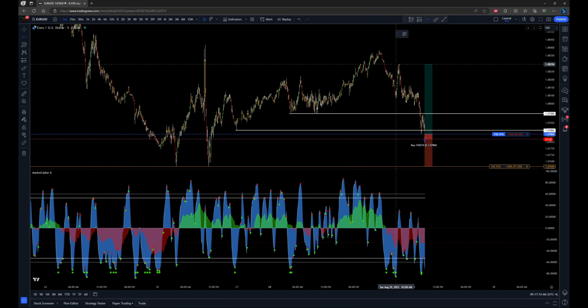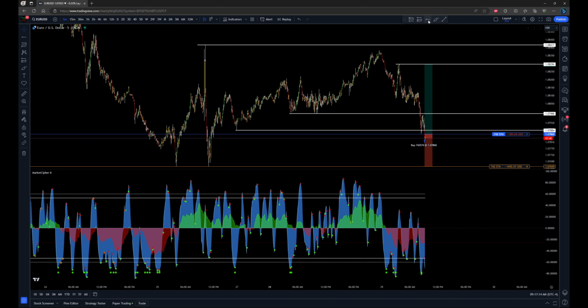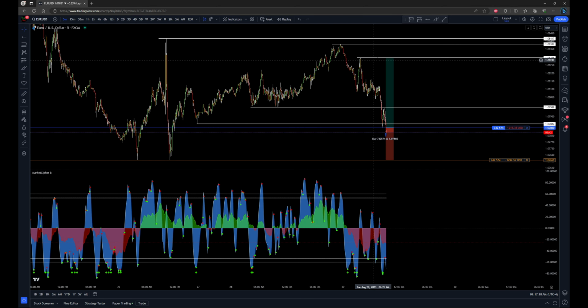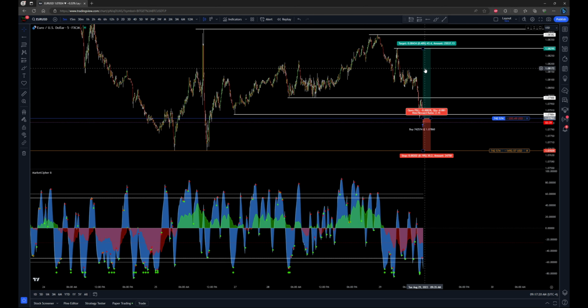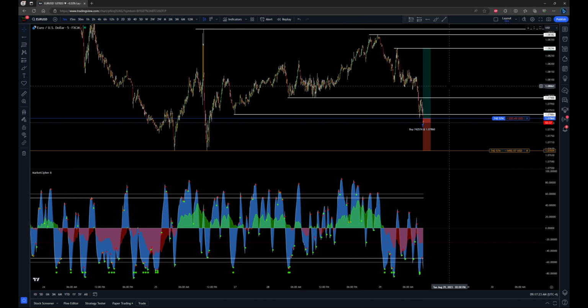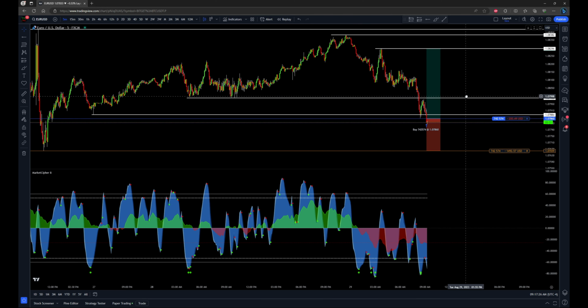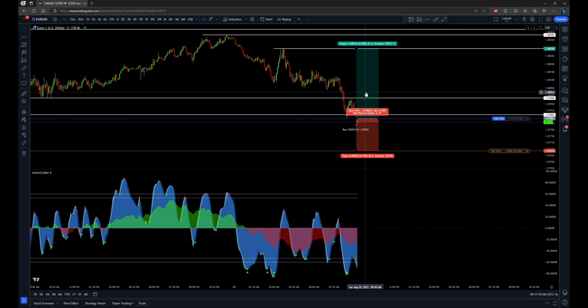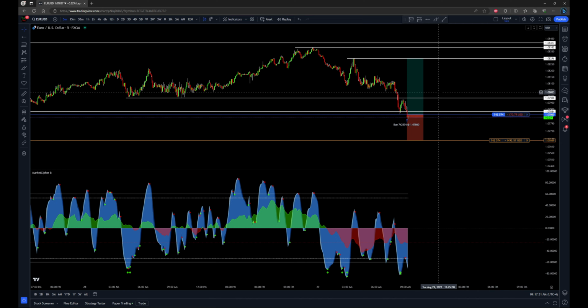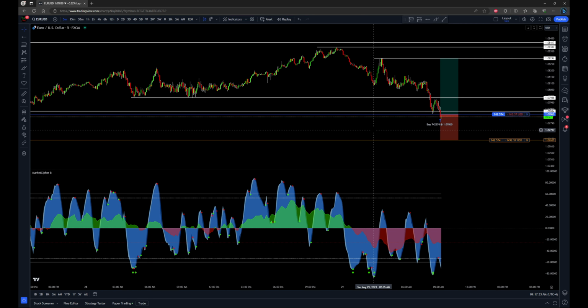So there's a logical high here. We have a logical high way over here that was not swept, and also here. So a few logical highs to be looking out for. This is the nearest one that I've gotten my risk to reward ratio with, as I said in the first strategy video, looking for at least a 1 to 2 risk to reward ratio. Okay, so this meets that criteria.